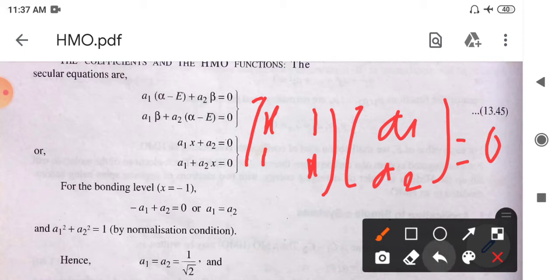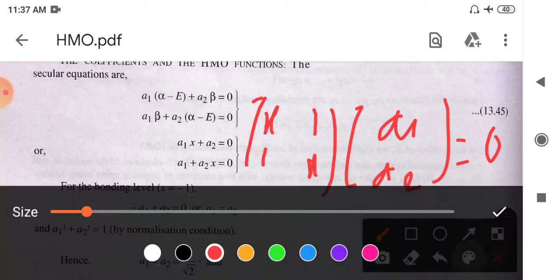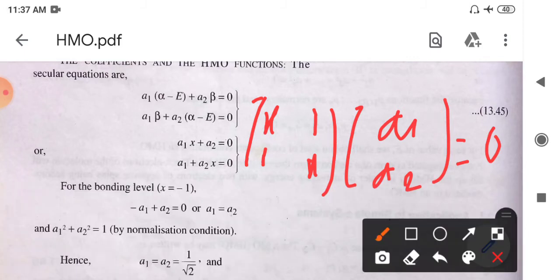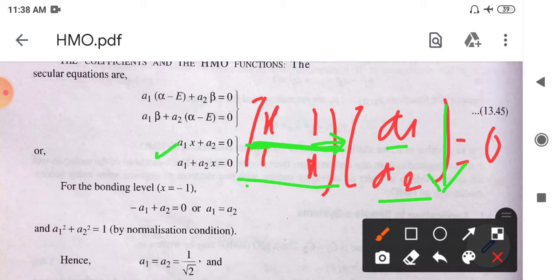So first we do the matrix multiplication likewise. Here you can see the detailed procedure. First this term, that is x into a1 plus 1 into a2, that is a1x plus a2, is the first term. Now for the second, we go this row by this column, so that is a1 plus a2x. This is the equation that we have obtained from the matrix multiplication.